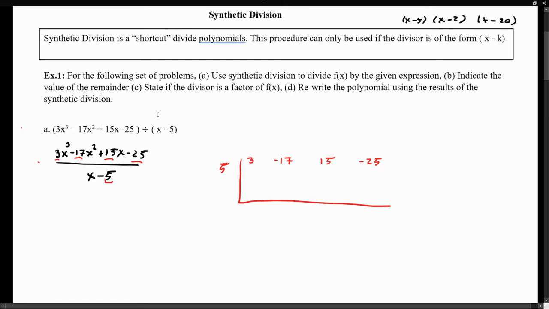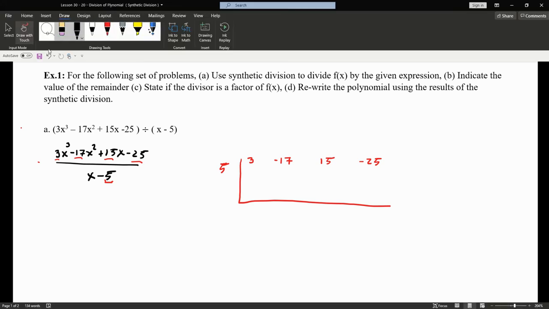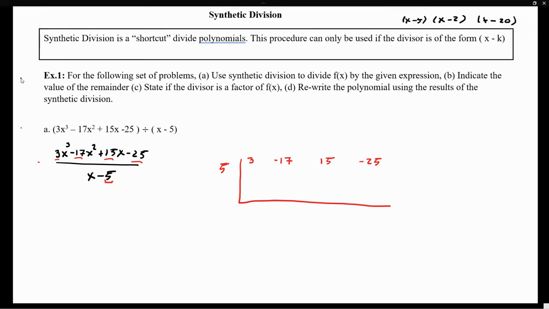So now, what is the procedure? Well, the procedure is the following. The first value, we're always going to bring it down. In this case, it's 3. And now we're going to multiply. We're going to multiply 3 times 5, which is 15. We're going to write it here. And now that we have 15, we're just going to combine. Minus 17 plus 15, that's minus 2. And that's it. That is the procedure.